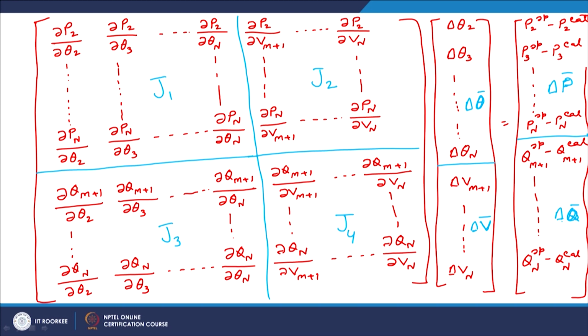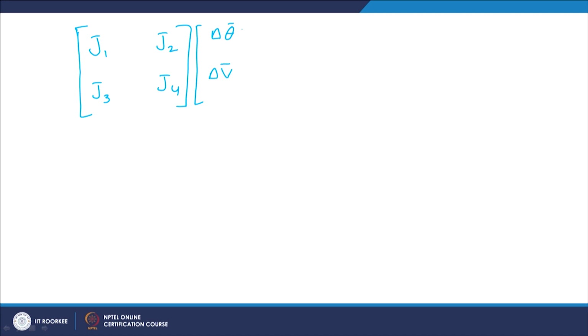So, with this terminology, this entire big matrix can be written more succinctly as matrix J1, matrix J2, matrix J3, matrix J4, multiplied by the delta theta vector and delta V vector, is equal to the delta P vector and delta Q vector.